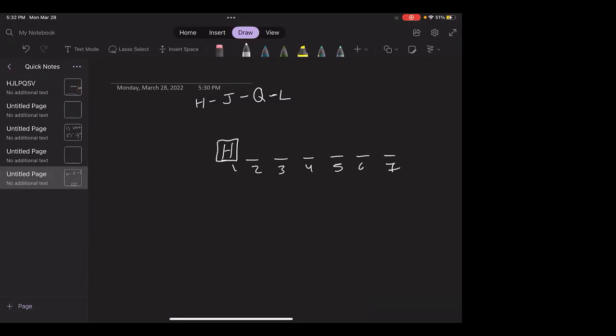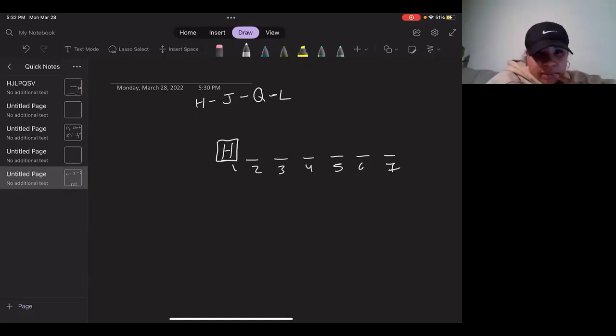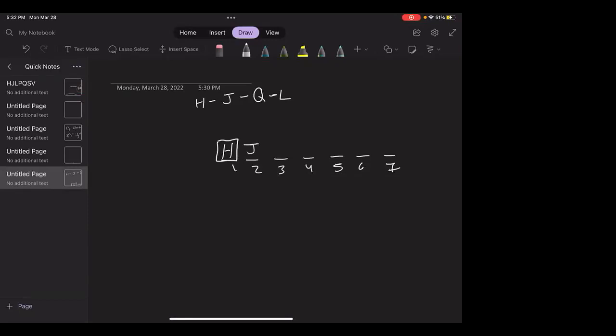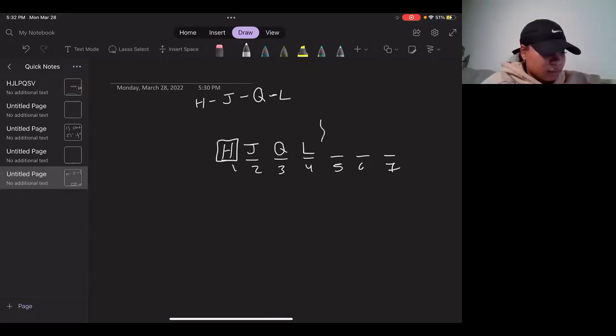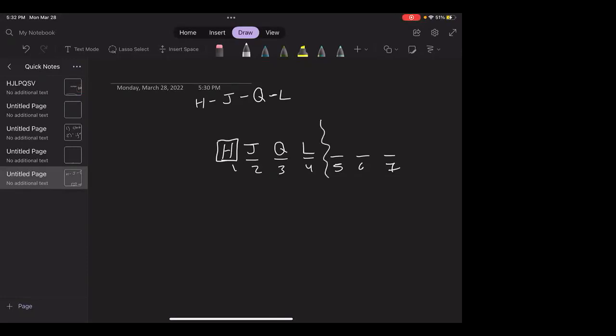All right. So H is number 1. We know that from our inferences. So who has to be number 2 then? J. Perfect. Okay. And then let's put Q in 3, L in 4, for right now. Cool? Yes. And we're going to stop right here. So I'm going to put a hard line in between 4 and 5.